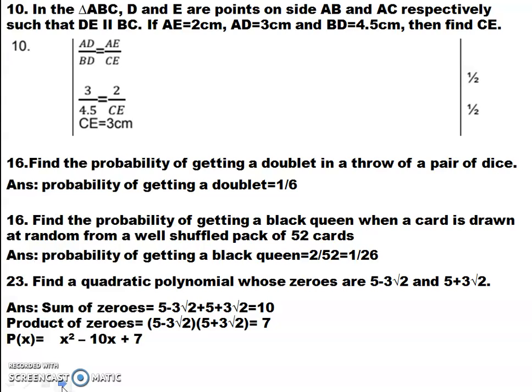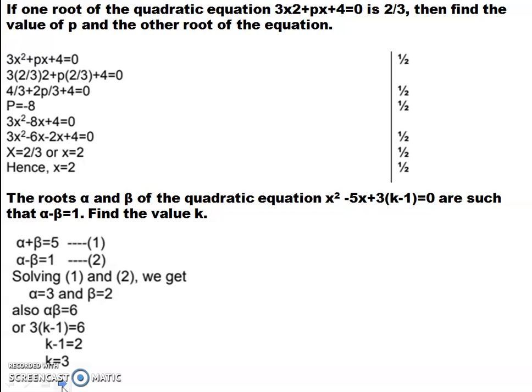The next type of question: if one root of the quadratic equation 3x square plus px plus 4 is equal to 0 is 2 by 3. Students, tell me, what do you mean by root? That is, if you put the value 2 by 3 in the place of x, you will satisfy the equation, isn't it? So, find the value of p and the other root.